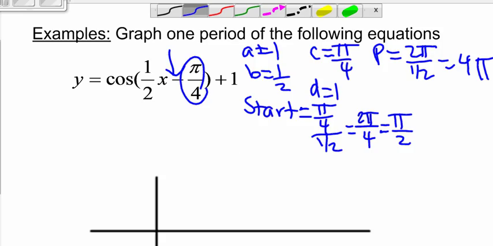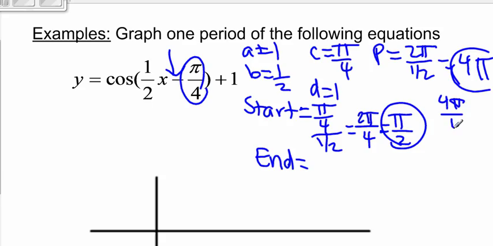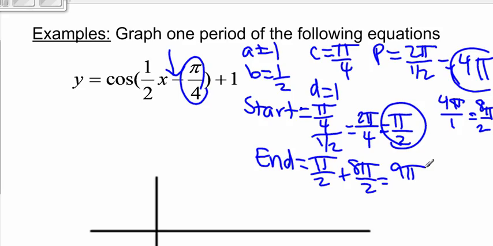And my end value will be my start value plus my period. Notice the base is not the same, so we need to make it the same. So that's 4 pi over 1, trying to get it with a base of 2. So I multiply by 2, so I get 8 pi on top. So I'm going to get pi over 2 plus 8 pi over 2, which equals 9 pi over 2. That will be my end.